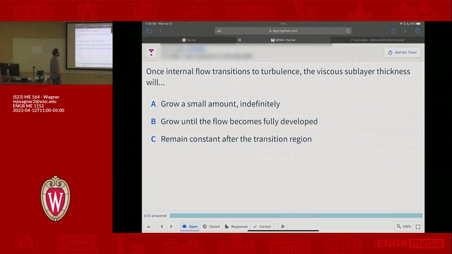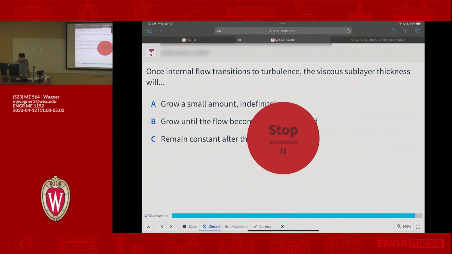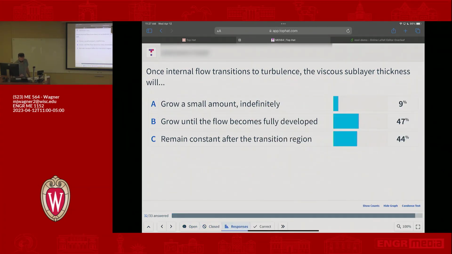Once internal flow transitions to turbulence, the viscous sublayer thickness, remember the viscous sublayer is the little layer that forms in turbulent flow, will grow indefinitely, grow until the flow becomes fully developed, or remain constant after the transition region. All right, let's see the responses here. We're pretty split between grow until the flow becomes fully developed and remain constant.